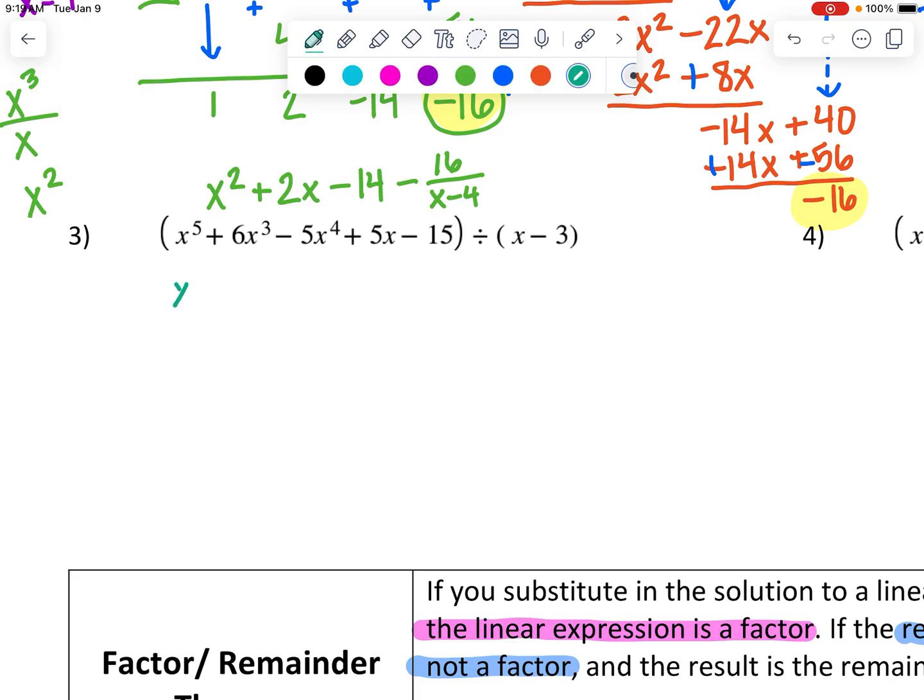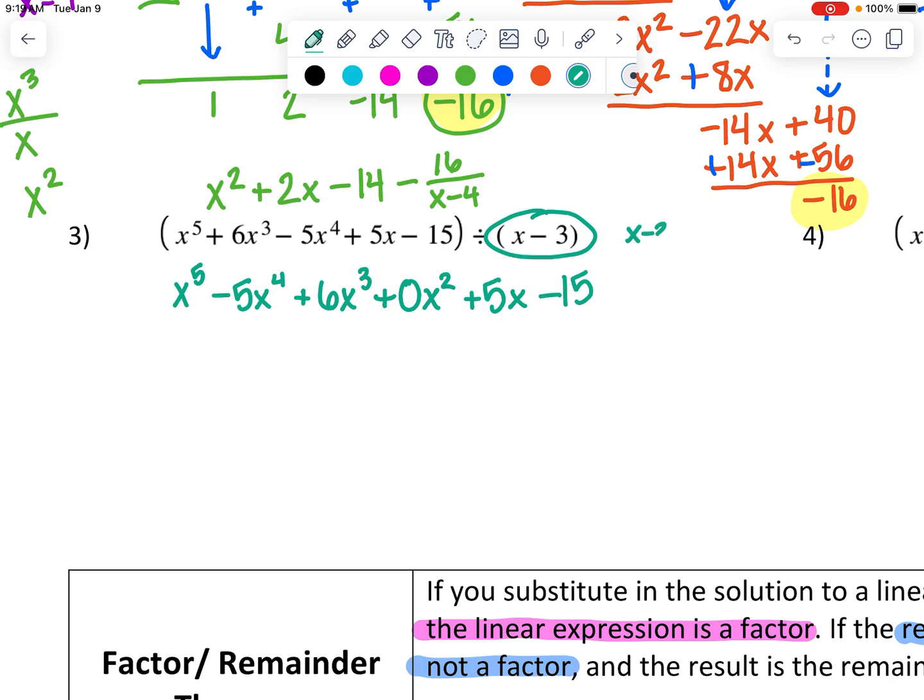So my largest exponent is x to the 5th. My next one would be the negative 5x to the 4th. Then I would have plus 6x cubed. Now I don't have an x squared term, but I want to go ahead and fill in 0x squared so I don't forget to use that in my setup, in my synthetic division. Then we have our x term and then our constant. Okay, so this is the polynomial I want to use to set up my synthetic division. I'm going to go ahead and solve my divisor here to get the number to use with our synthetic division, and I'm going to use 3.